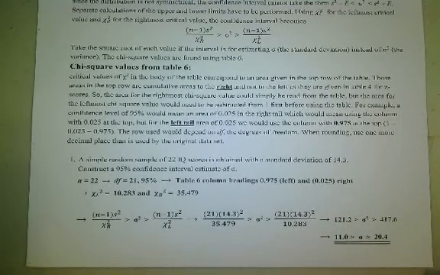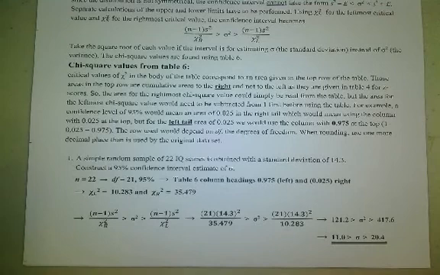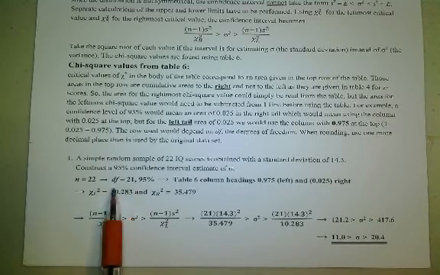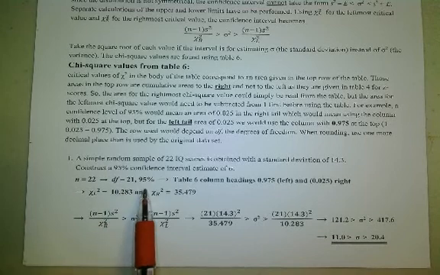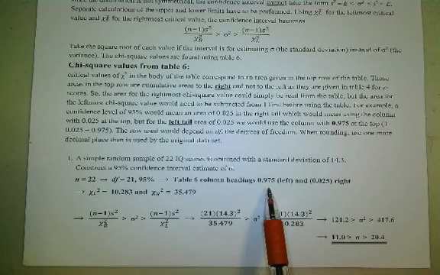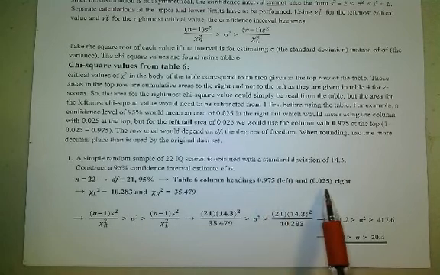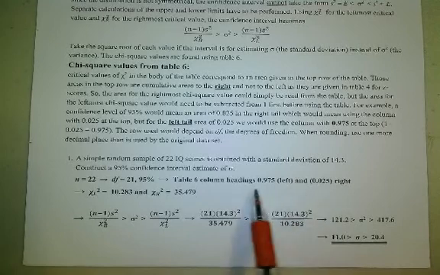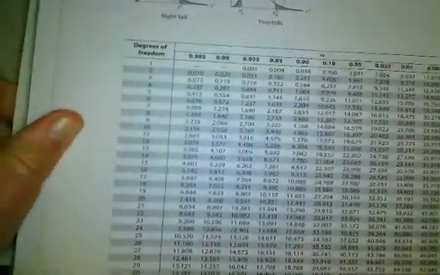So, we want a simple random sample of 22 IQ scores is obtained with a standard deviation of 14.3. Construct a 95% confidence interval estimate of sigma. So, 22 scores, n is 22, so the degrees of freedom is 21. So that means we're going to look at row 21. 95%, so on table 6, we're going to use the 0.975 on the left and the 0.025 on the right. Those are the two column headings that we're going to use. So let's go take a look at our table.